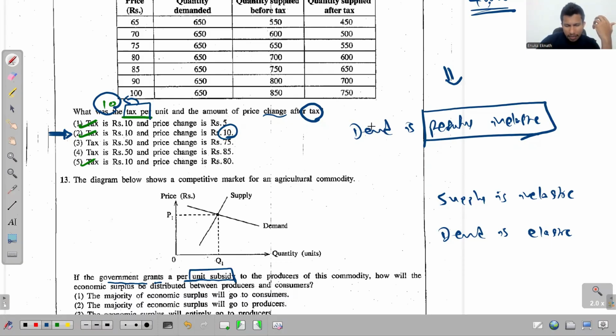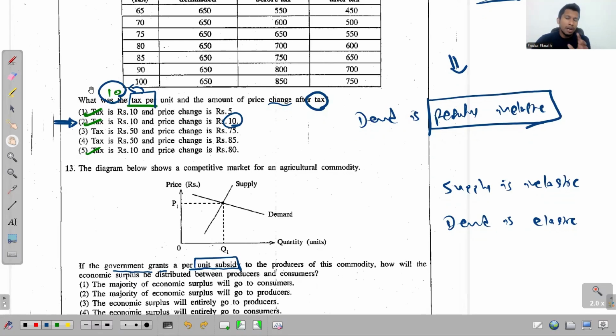Imagine that the demand is inelastic, not perfectly but relatively inelastic, and the government provides a subsidy. Then who will enjoy the majority of the subsidy? Again, the consumer. And if the supply is relatively inelastic and the government offers a subsidy, then the suppliers will enjoy the majority of the subsidy benefit.